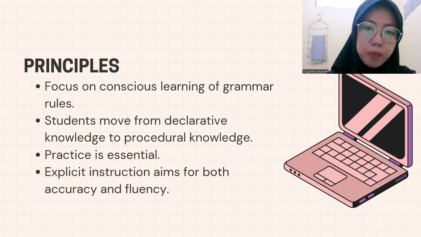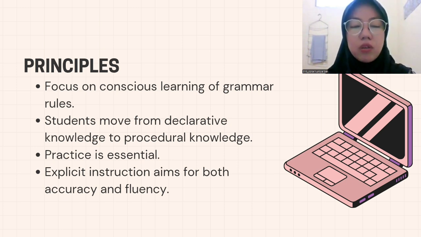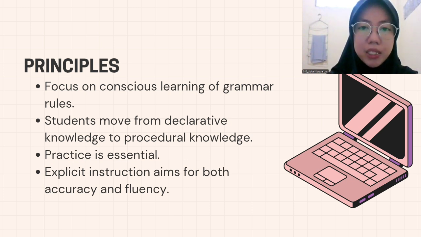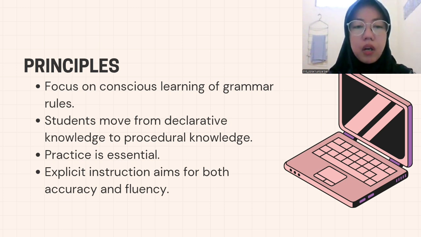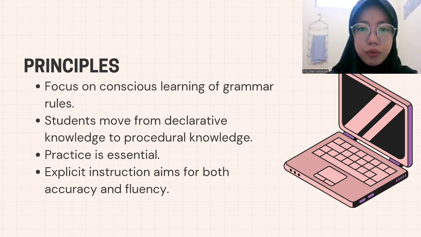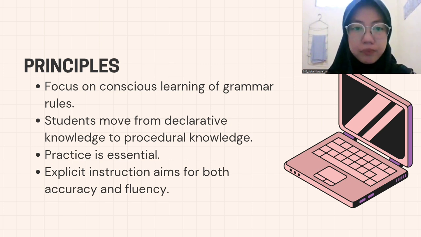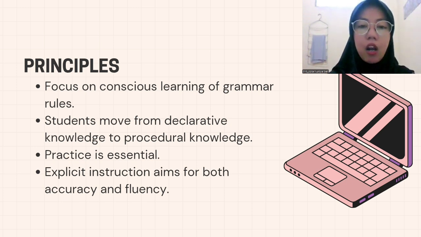Second, students move from declarative knowledge to procedural knowledge. Declarative knowledge means knowing the rule, while procedural knowledge means being able to use the rule correctly in real communication. Third, practice is essential. After understanding a rule, learners need repeated and meaningful practice to store it in long-term memory. Fourth, explicit instruction aims for both accuracy and fluency. Accuracy through form-focused explanation, and fluency through a later communicative use.